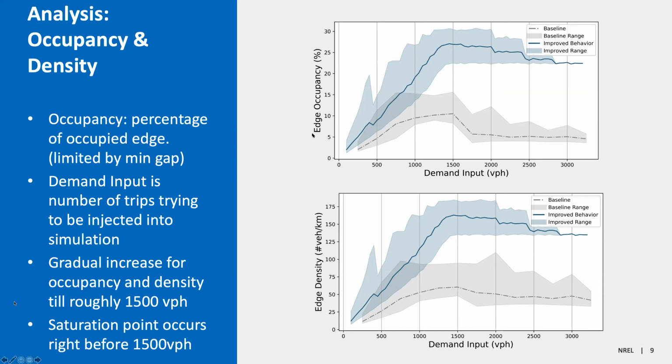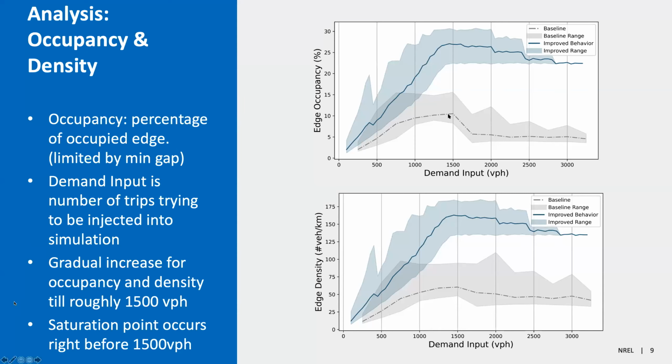So for the top, the blue line is the improved behavior, and the gray dashed line is the default SUMO behavior. We can clearly see here that a delineating point is at 1,500 vehicles per hour, and the improved behavior increases quite a bit more and has much greater occupancy compared to our baseline or the default behavior.